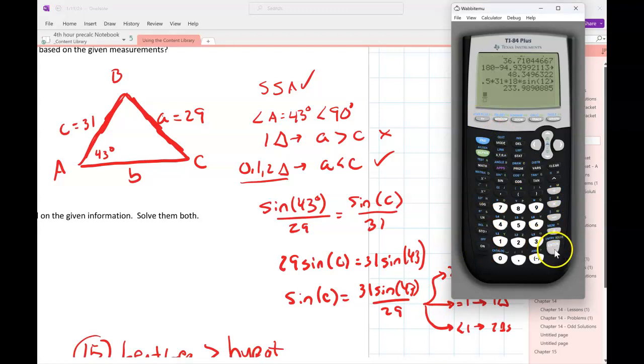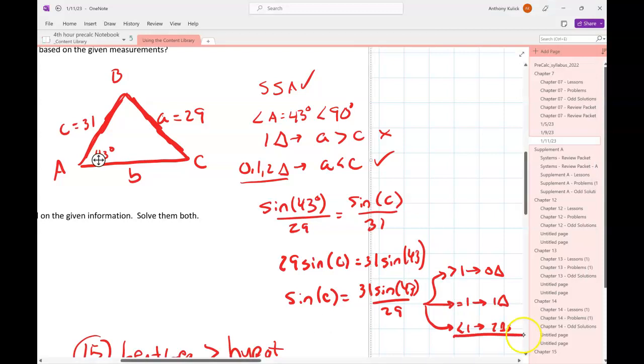So let's see which situation I ran into here. So that number is less than 1. So we have 2 triangles. Keep in mind that the SSA is the only situation where you can get 2 triangles. And only when the angle is acute can that happen.